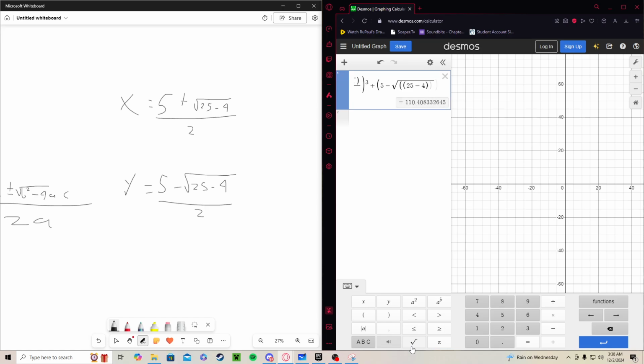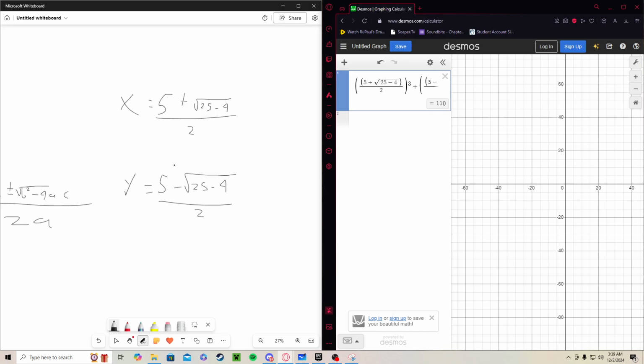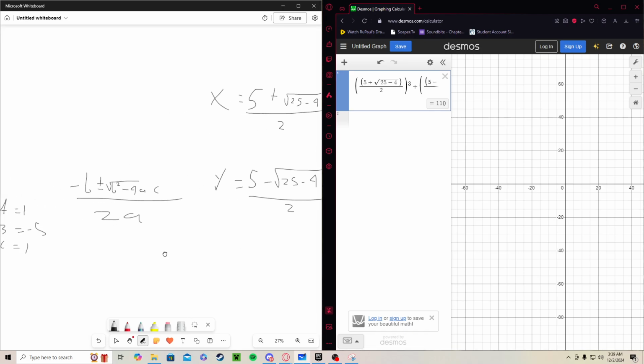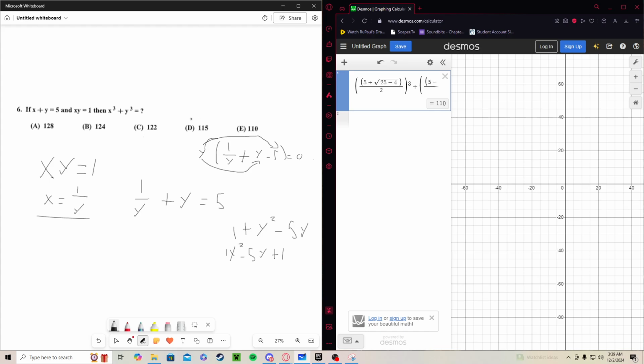What happened? And having that divided by 2. And then also cubing this. And make sure to close parentheses. And we get 110. So if we go back to the question, we see the answer is equal to 110.